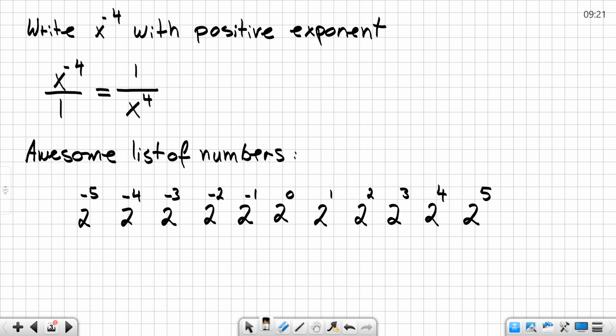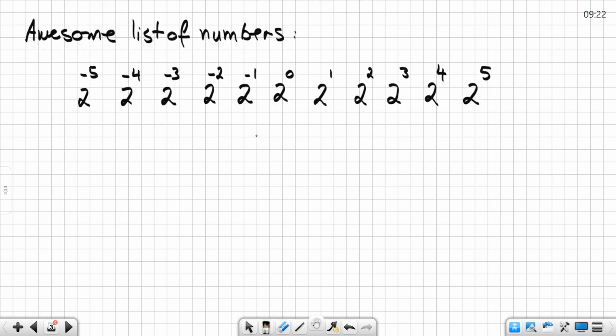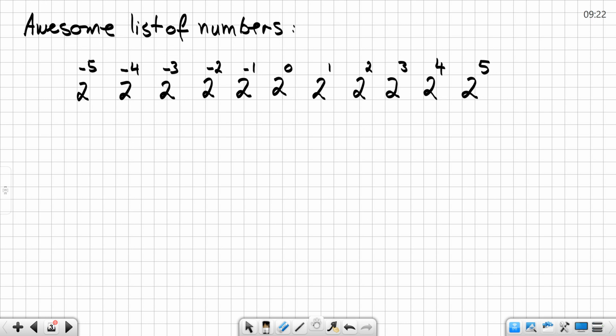So with negative numbers inside your exponent, it's kind of like an elevator. Either the whole expression that has the exponent which is negative moves up, or it moves down. And then the negative number turns respectively into a positive number. Now, we can now finally list an awesome list of numbers.